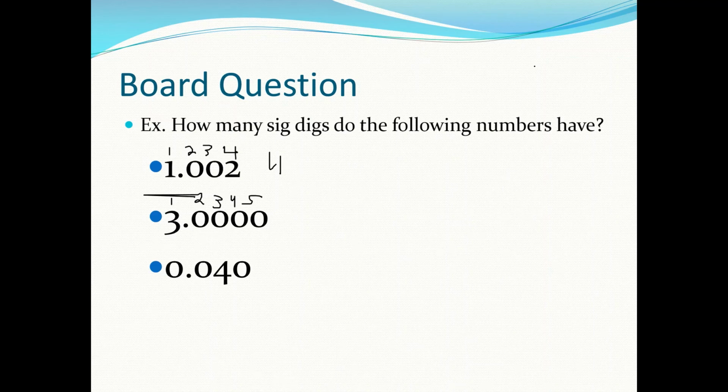So just ignore that. So this has 5 Sig Digs. Okay, 0, 0, we don't include it. So this has 2 Sig Digs. Okay, and that's how you do Sig Digs.